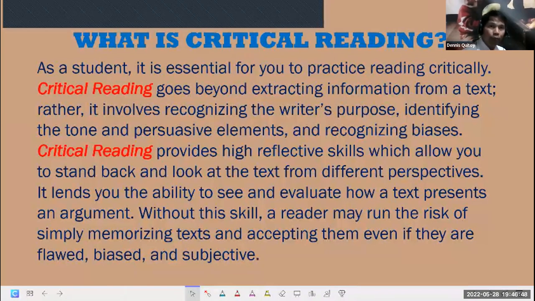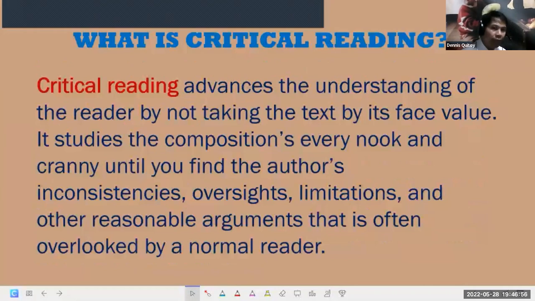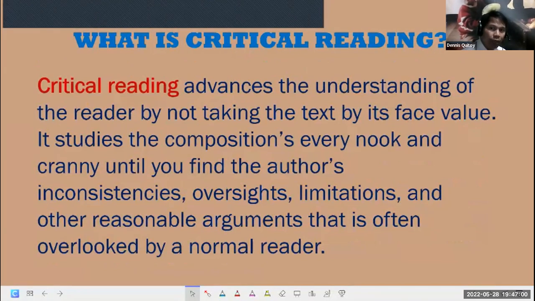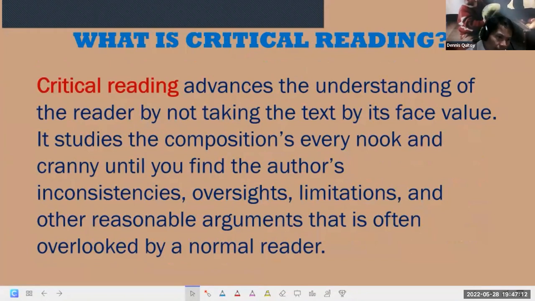Okay? So moving on, critical reading advances the understanding of the reader by not taking the text at face value. It studies the composition, every nook and cranny, every corner, every side, every little bit of knowledge, even the small gaps and the small twists in the story of the book, you understand them. Until you find the author's inconsistencies, oversights, limitations, and other reasonable arguments that are often overlooked by a normal reader. So that is how you become a critical reader.